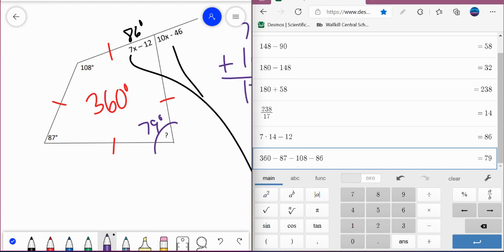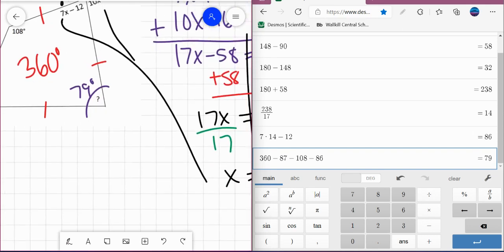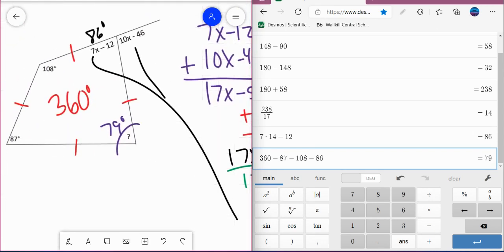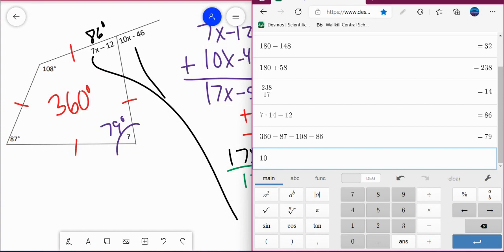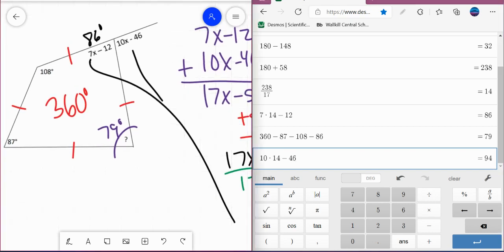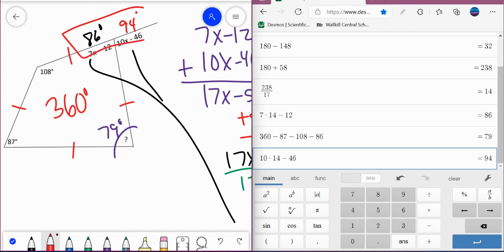And for giggles, we could figure out what this is too. 10x minus 46, where x is 14: 10 times 14 minus 46 is 94. So this is 94 degrees. That makes sense because these two are a linear pair. They add up to 180. But this is what we wanted to find at the end.